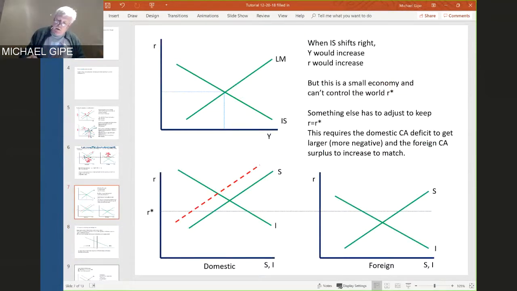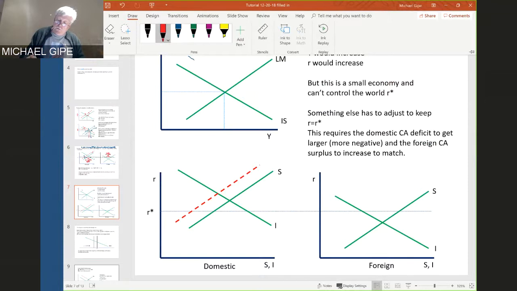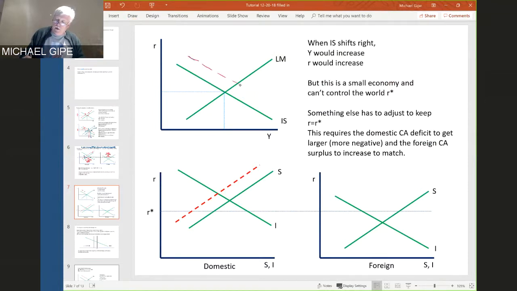We're going to try, let me change colors here. We're going to try to move the IS curve to the right, and that would bring the interest rate up, and it would bring Y up as well. So if we're starting here with the real interest rate there and the local domestic economy at Y1, we would shift the IS curve to the right and up and reach point B here, which will give us a higher interest rate and a higher economic output.